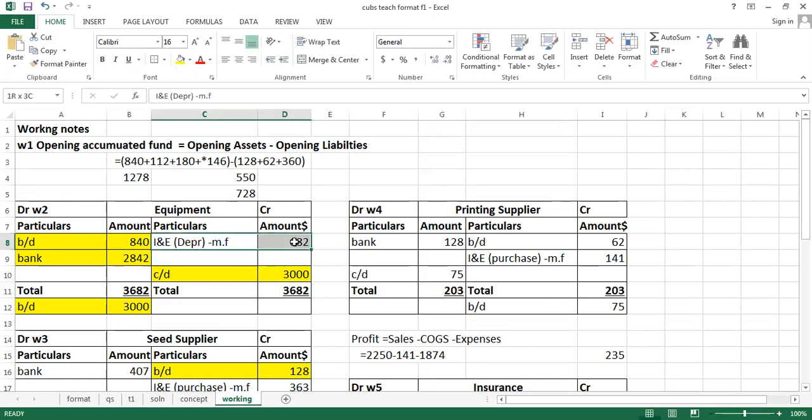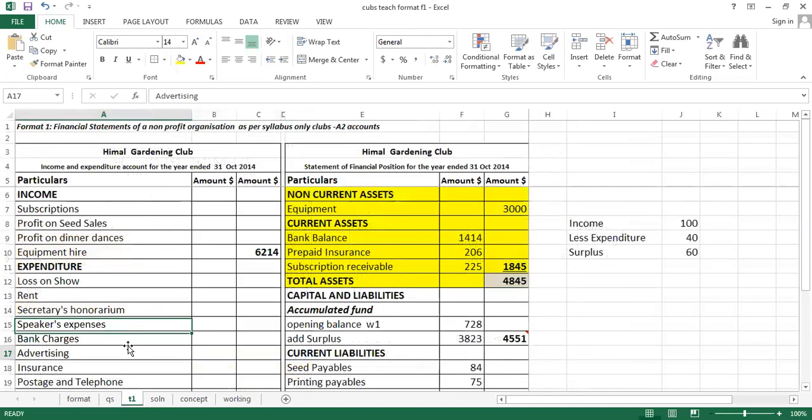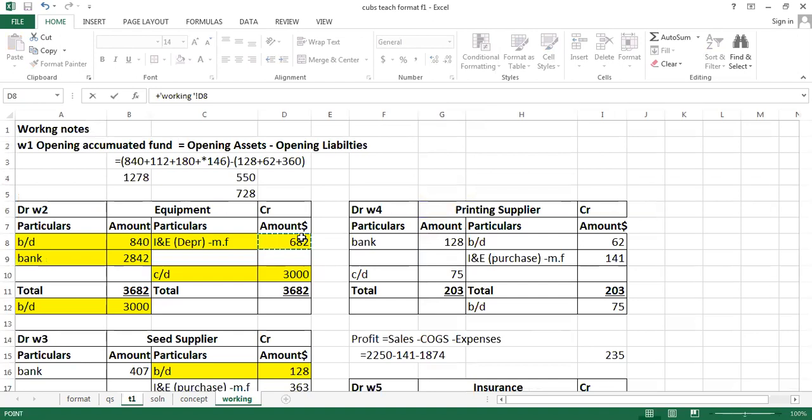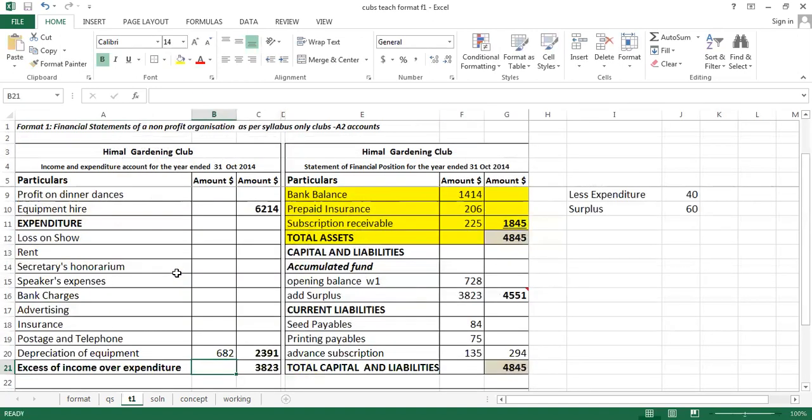Now this is depreciation, and this has to be shown as an expense in the expenditure section. Go down here under the heading of expenditure, you can see depreciation of equipment, which I have made in a ready-made format. You just need to place it here. Go to your work note, 682, and place it here this way. This is how we do the rest of the items. For every item we'll be solving and placing it here. This is the main calculations part that you need to understand in clubs.